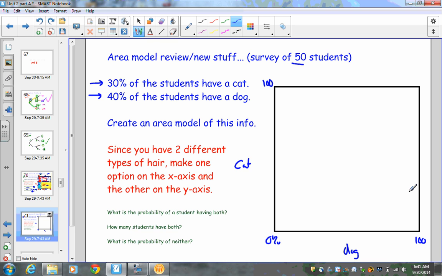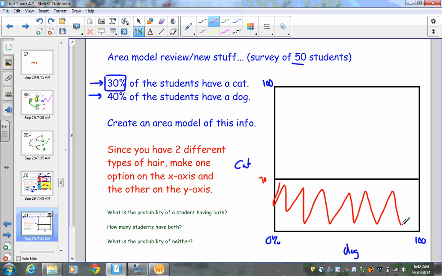All right, welcome back. So the first thing I'm going to do is graph my 30% of my cat lovers here. And so 30% would be, I'm just going to say right here. That works. So this is going to be my 30% mark. And these are all my cat lovers, everybody that's in this area here. Okay, they all love their cats. Or they have a cat. I don't know if they love it.